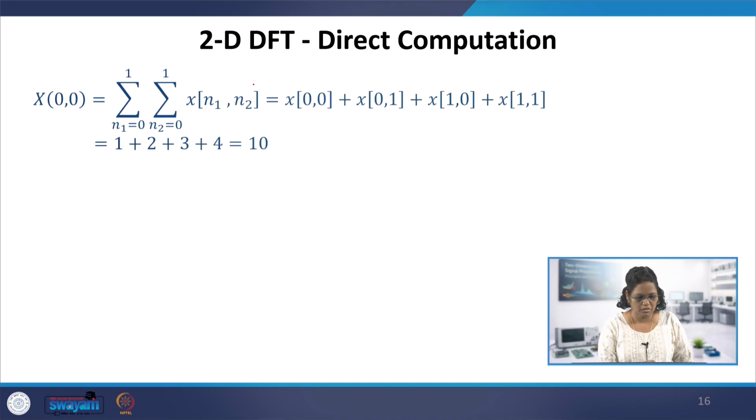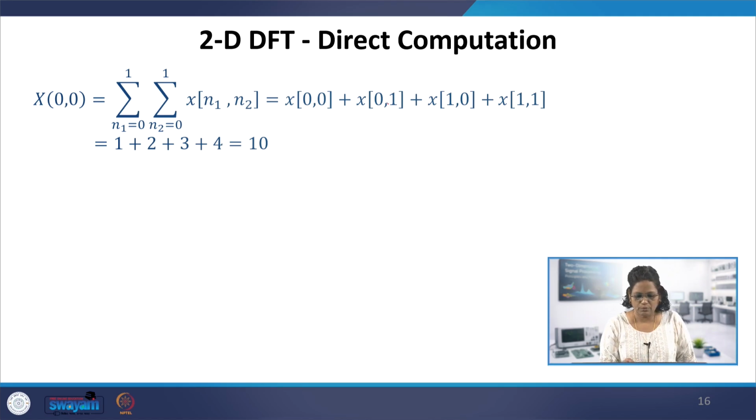If you compute first for k1 equal to 0 and k2 equal to 0, the two e power terms become 1. For x of n1 comma n2, which is 2 cross 2, n1 and n2 take the values 0 and 1 only.